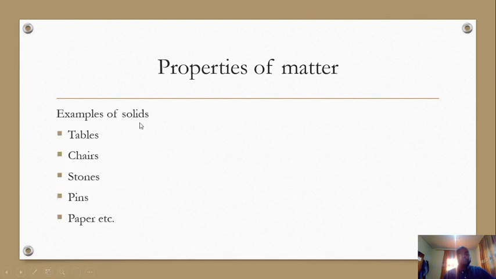Examples of solids: table is a solid, chairs are solid, stones are solid, pins, paper, etc. You name them. I'm a solid, you are a solid. The class is a solid, the room I'm in is a solid. So you think about all those solid things, right?